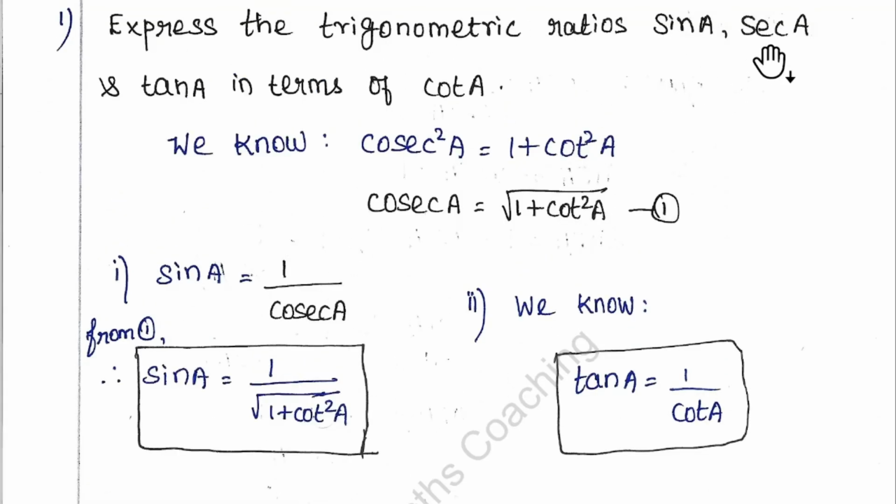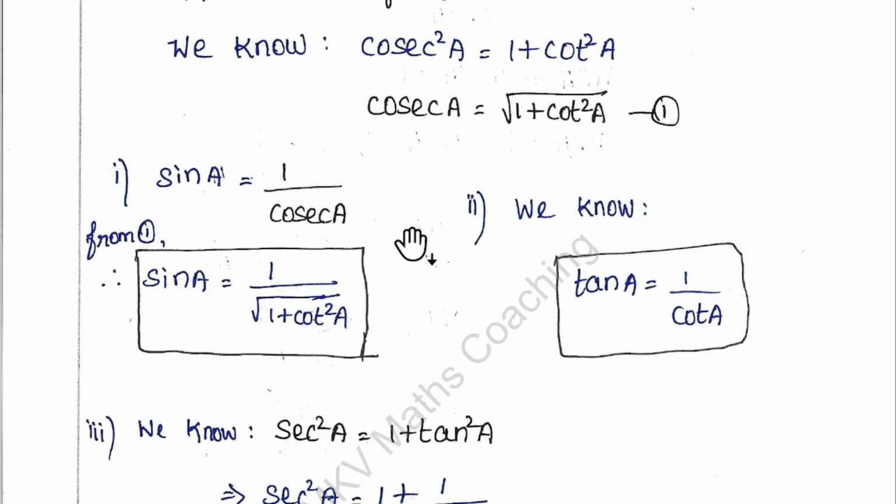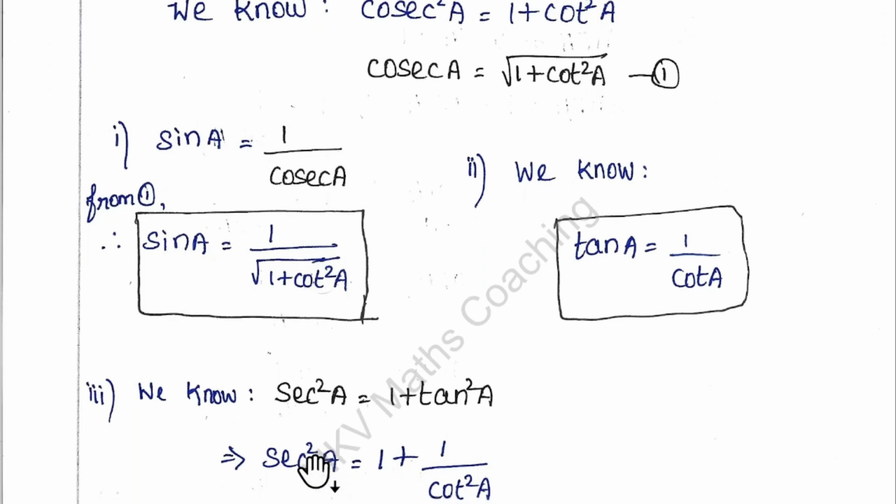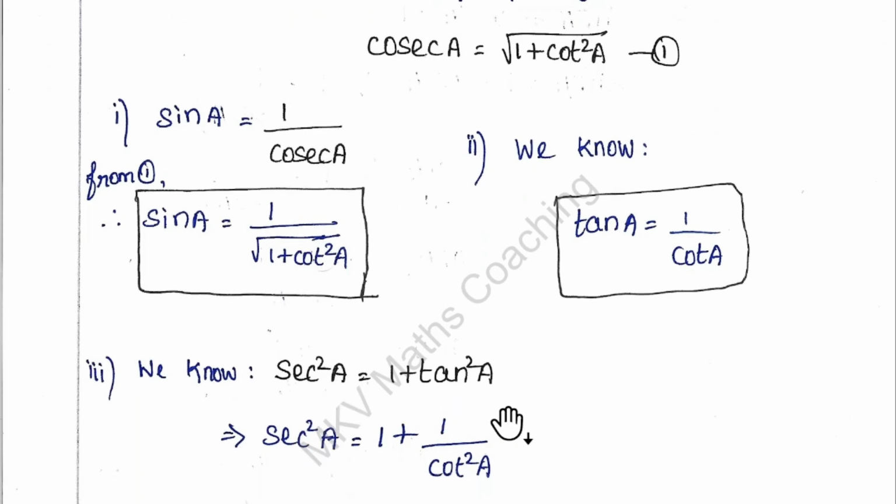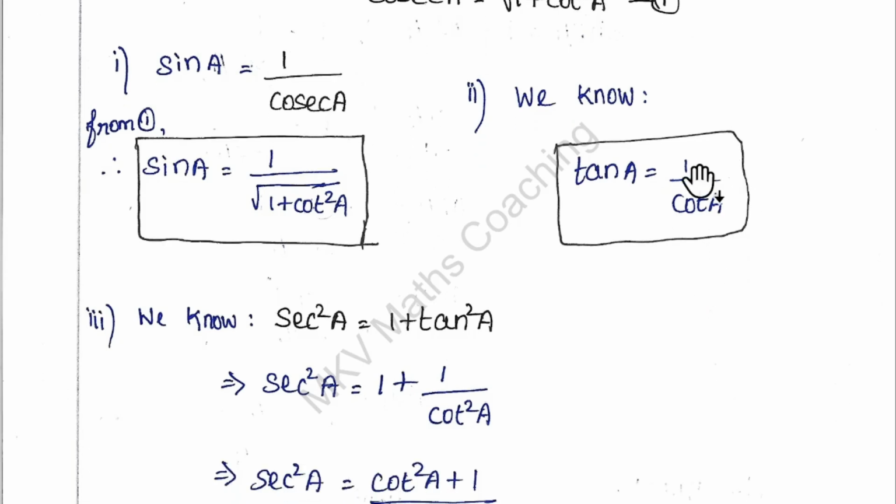Next, you wanted to find secant, right? From the identity, secant square is equal to 1 plus tan square. Since we have changed tan as 1 by cot A, you can substitute the tan value here to get the secant.